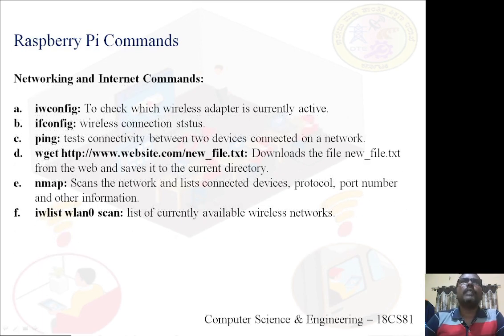Now some Raspberry Pi networking and internet commands. Of these, the first command is iwconfig. We can use this command to check which wireless adapter is currently active. To know the wireless configuration status, we use ifconfig, the same command which we use in DOS.